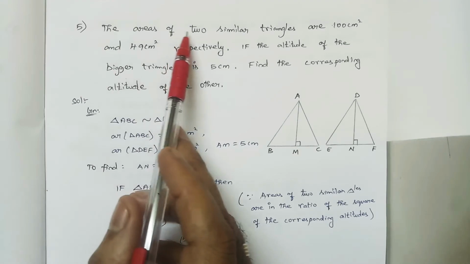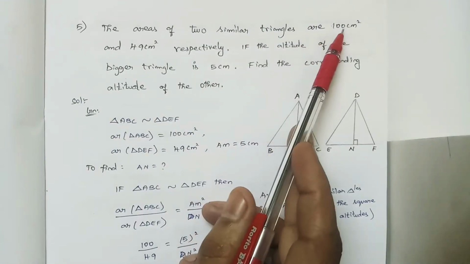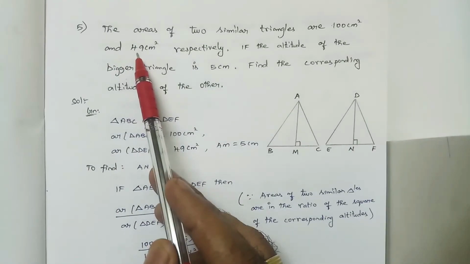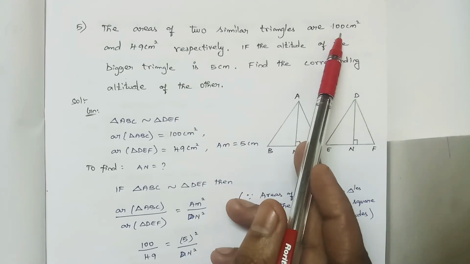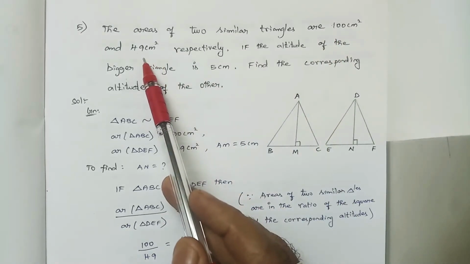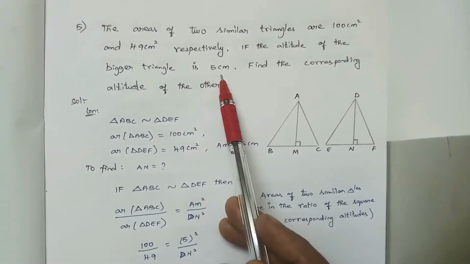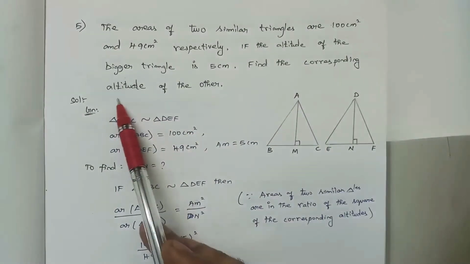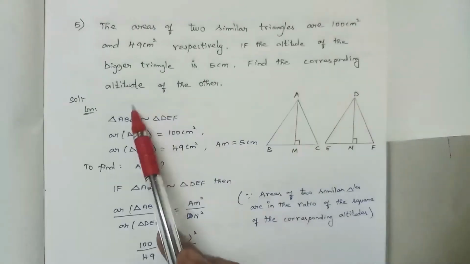The areas of two similar triangles are 100 centimeter square and 49 centimeter square respectively. If the altitude of the bigger triangle is 5 centimeter, find the corresponding altitude of the other triangle.